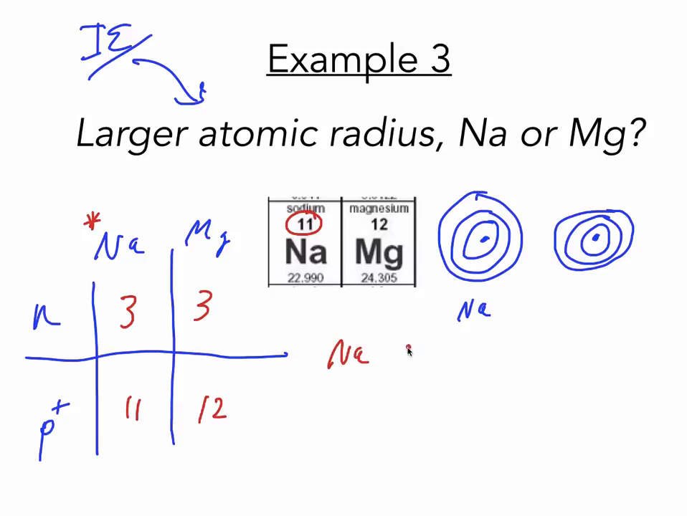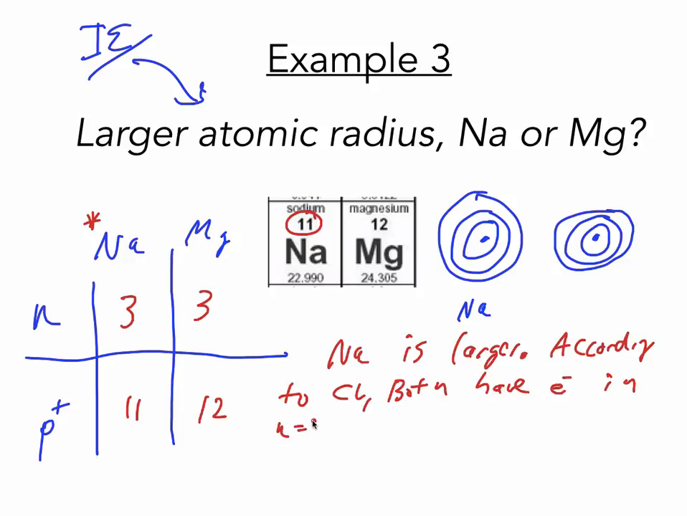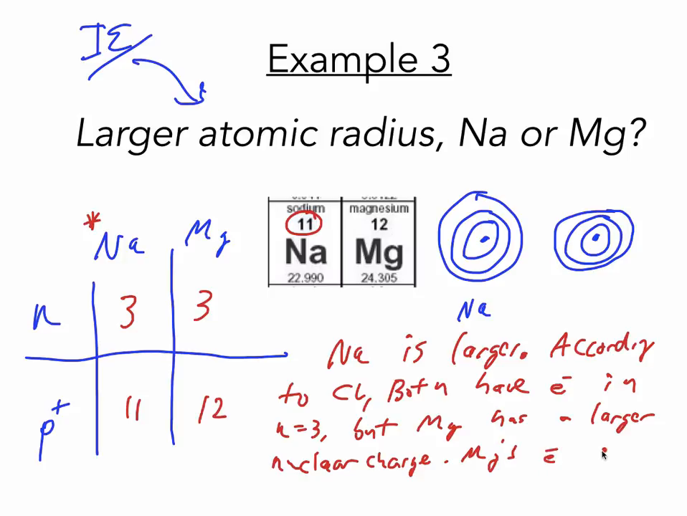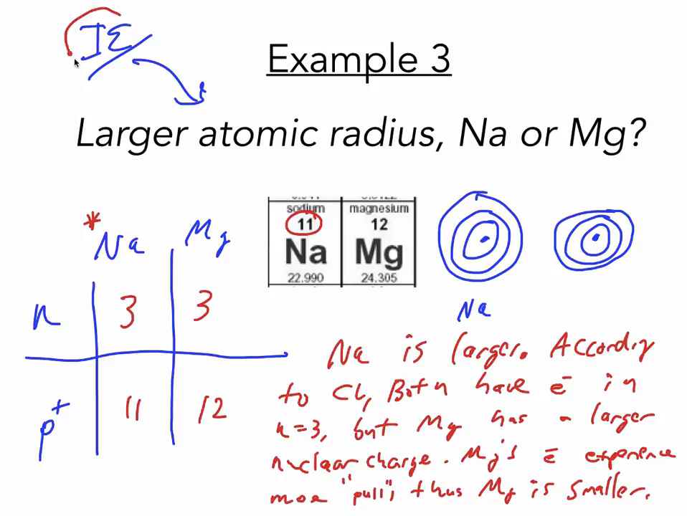So let's declare it. Na is larger, or has a larger atomic radius. According to Coulombs Law, both have electrons in the third energy level, n equals 3, but Mg has a larger nuclear charge. Mg's electrons experience more pull, thus Mg is smaller. So notice we went right to kind of the anti situation, but it makes sense. We got a horizontal relationship, we have more protons, we have more pull, smaller, making sodium bigger. So when we're talking about atomic radius, go to ionization energy first.